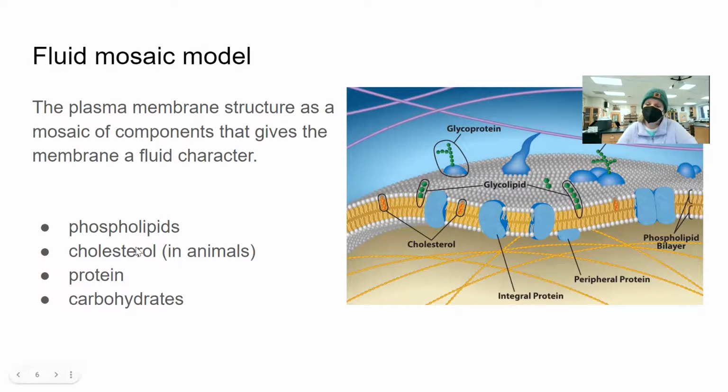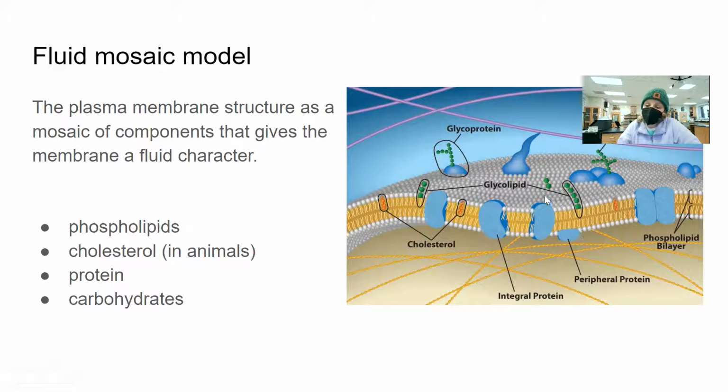Another one is sterols. In animals, we use cholesterol, fungi use ergosterol, and plants use, I think it's called phytosterol or something like that. But all these sterols serve the same function. We also have proteins that are embedded in the plasma membrane, in this phospholipid bilayer.